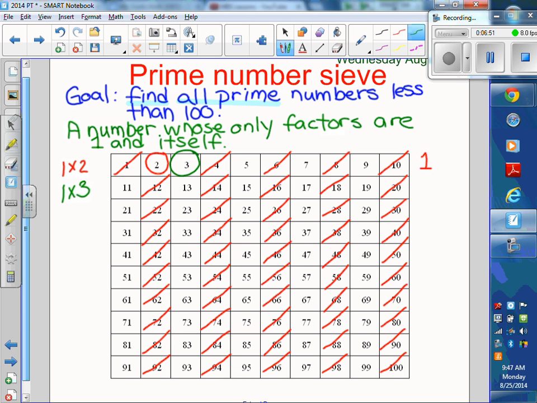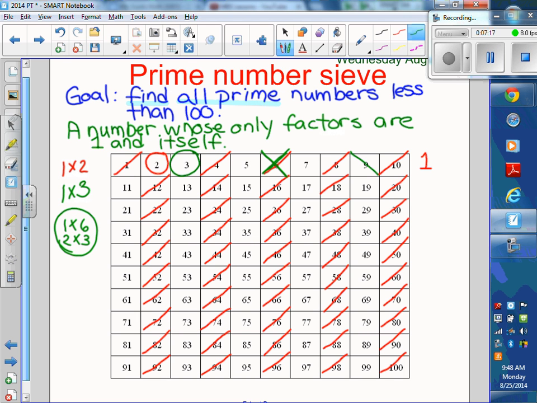Then we're going to cross out every multiple of 3. For example, 6, because 1 times 6 and 2 times 3 tells us that 6 has 4 factors, so 6 is not prime, so we cross it out. And as you notice, 6 has already been crossed out, but we can cross it out again. The next multiple of 3 would be 9.